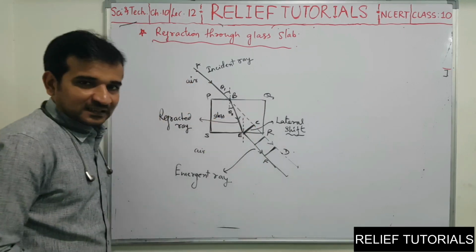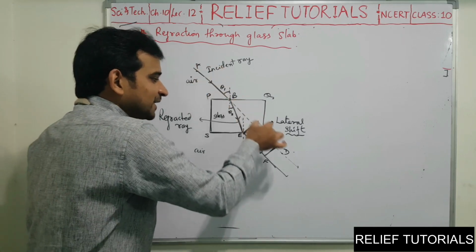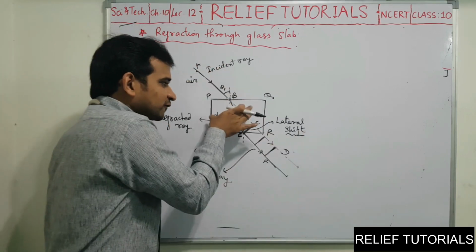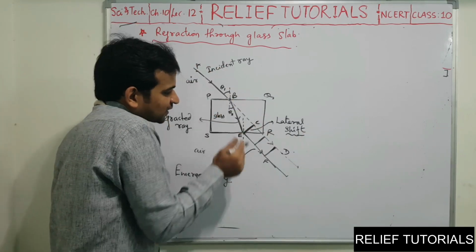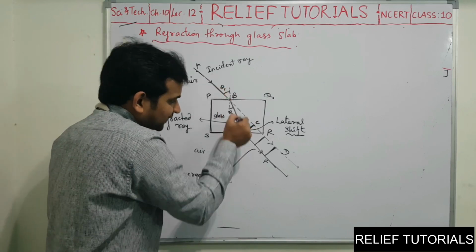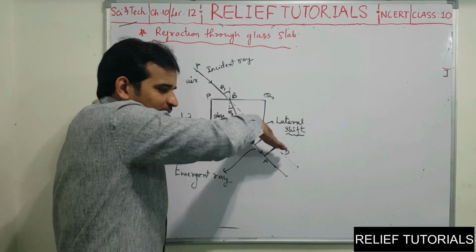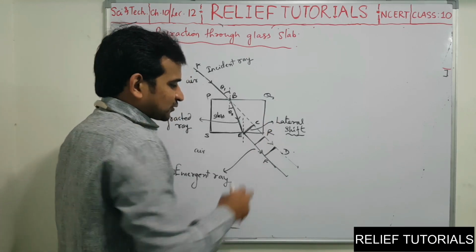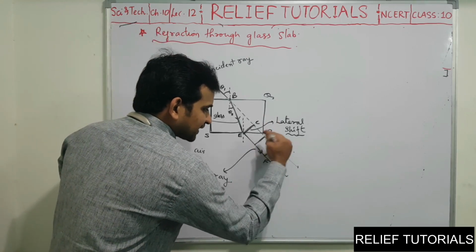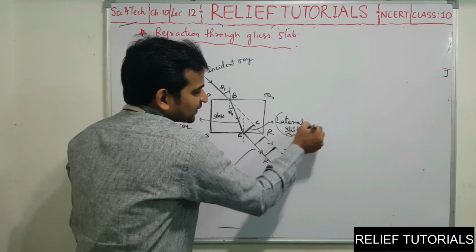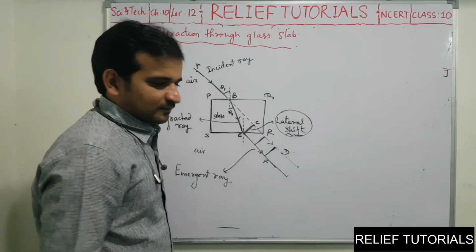If you remove the glass slab, the ray will be traveling in the ABCD direction. Again, if you place the glass slab here at the same point, the ray will be refracted and then emerge out like this. So this is the path deviated, and this is the distance by which the ray is shifted. That is why it is called lateral shift.